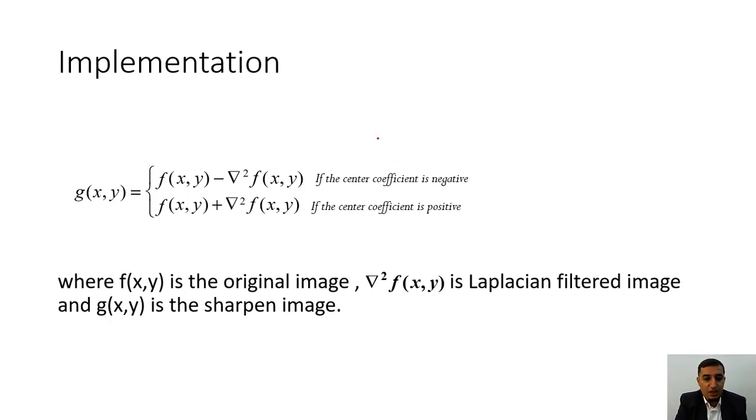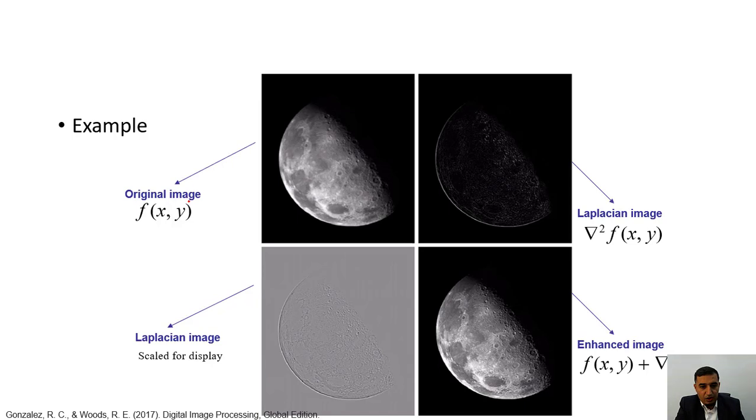So the implementation is basically g of f of xy is equal to f of xy minus the second derivative of the image if the center coefficient is negative, and plus if the center coefficient is positive, where f of xy is the original image, the delta square f of xy is the Laplacian filtered image, and g of xy is the sharpened image. So this is my output, this is my sharpened image, this is my original image, and this is my output of the filter. Okay, so if you try to apply it, this is your original image, and this is your Laplacian image, this is your enhanced image.